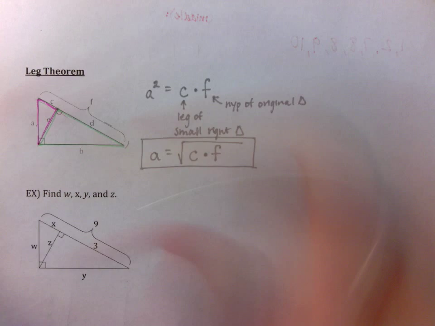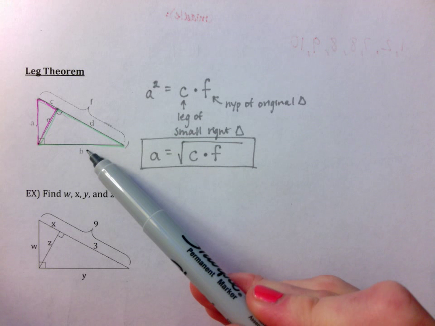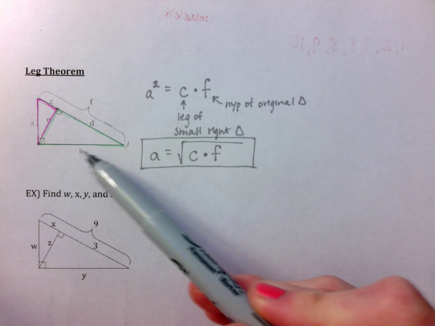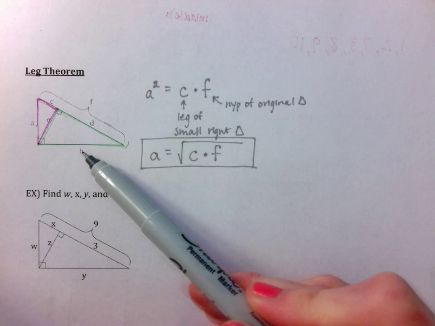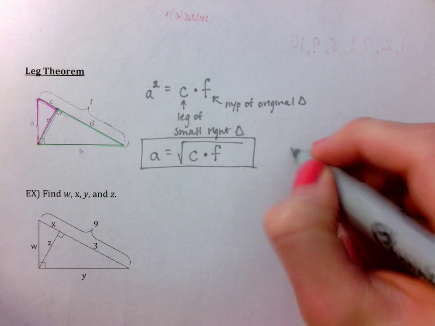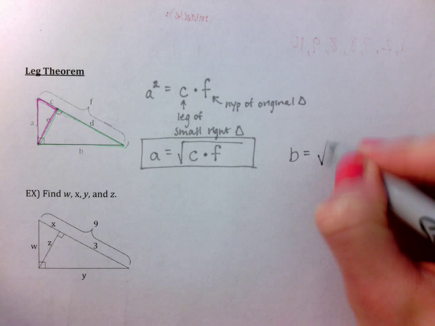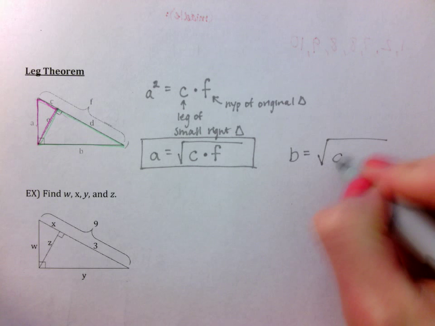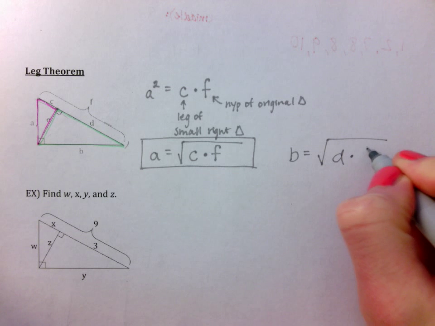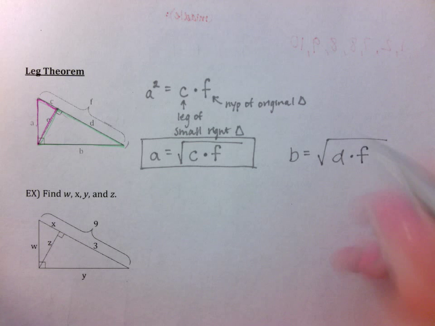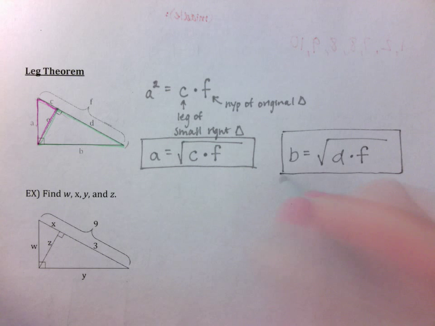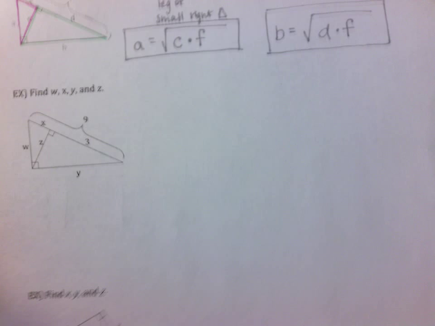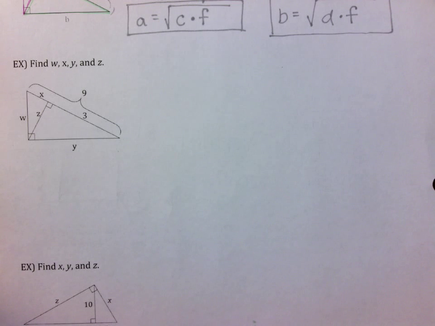So in a similar manner, you could also look at the green triangle, and the same relationship happens. This hypotenuse of the smaller triangle formed, the green triangle, is equal to the geometric mean of its segment over here, D, times the original hypotenuse of the original right triangle, D times F, so geometric mean. So both of those properties. Okay, so let's put that together. We're going to do more practice with this next time, but let's put that together in an example problem.